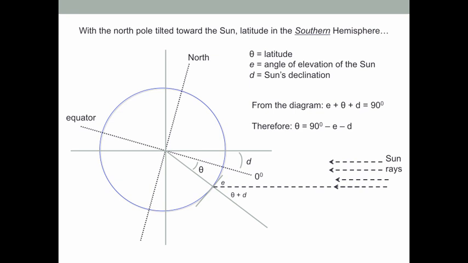Now this is a diagram that still has the North Pole tilted toward the sun and therefore a positive declination. D is positive in this diagram. But let's say you wanted to find your latitude and you were in the southern hemisphere. You notice how this angle theta, which is the latitude measured from the equator, plus D, which is the sun's declination, together makes this complement of the angle E. And therefore the angle E plus theta plus D all together makes 90 degrees, and therefore the angle of latitude theta is 90 degrees minus the angle of elevation minus the declination.